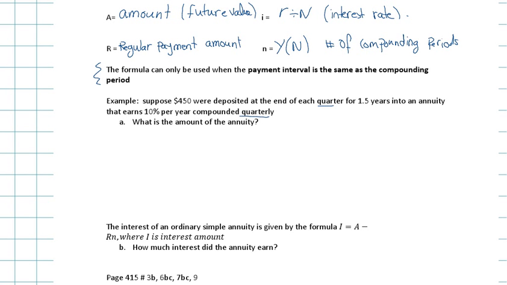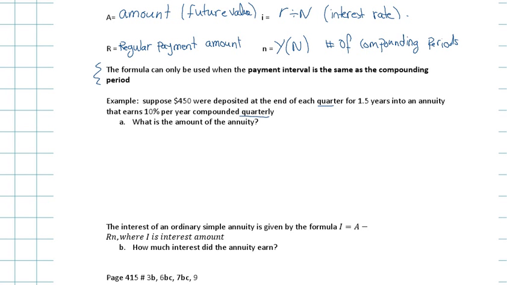So A is the amount, R is the, R. Why is it R? How do you decide that this is R? It's the regular amount. It's the regular payment. This is how you know that you have to use this formula, because you're putting in a regular payment. Otherwise, they would tell you a lump sum of $450 and you would use the formulas we learned at the beginning.